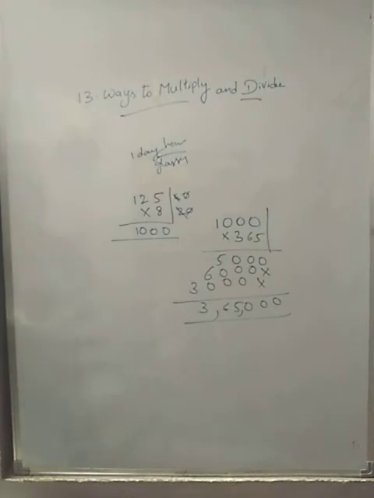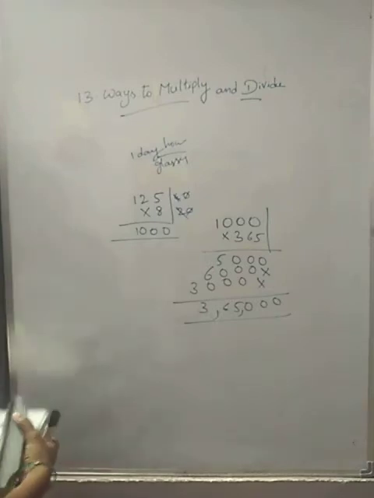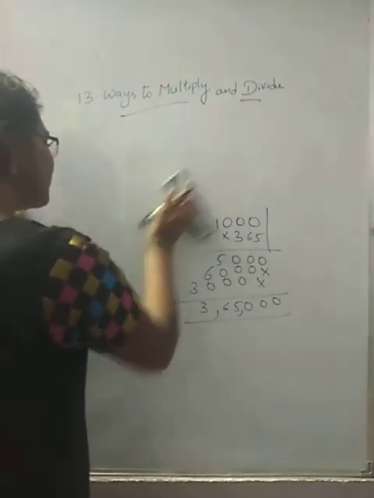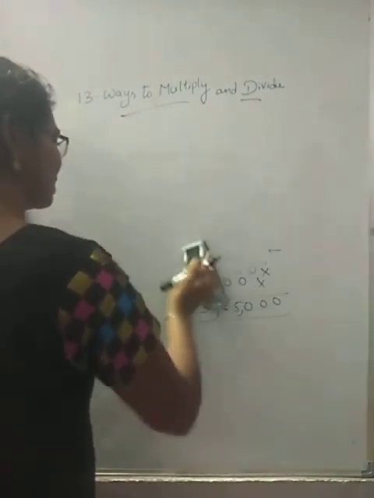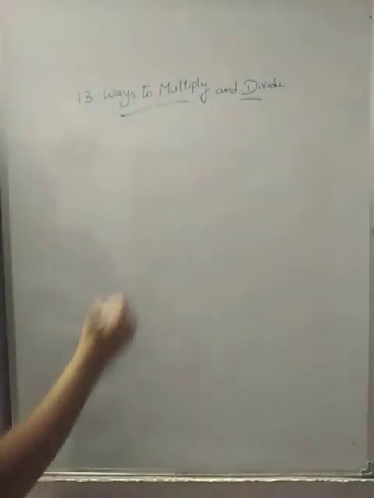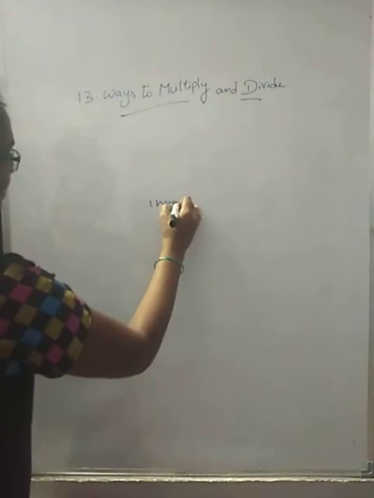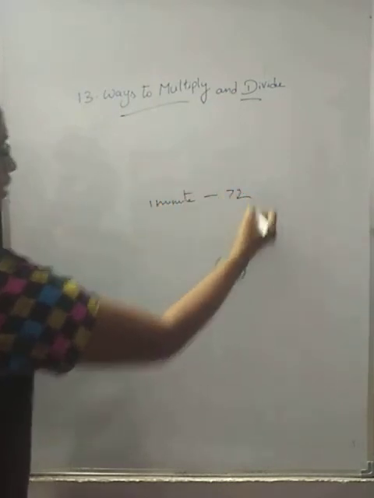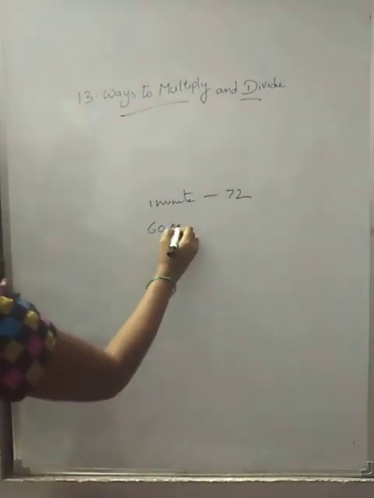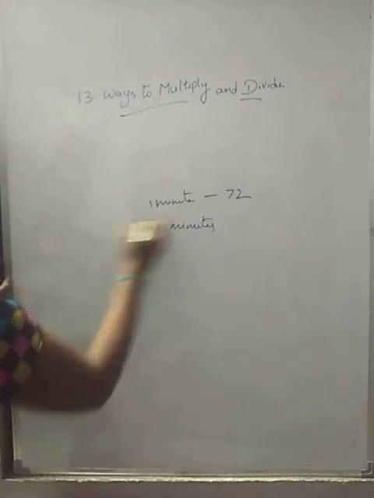Next, if Soha's heart beats 72 times in a minute, how many times does it beat in 1 hour? For 1 minute, 72 times. For 1 hour they are asking. 1 hour means how many minutes? 1 hour equals 60 minutes.